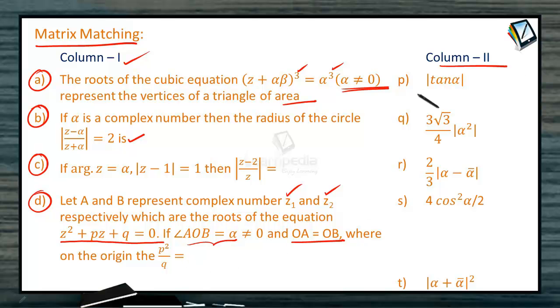And under column 2, p is given as |tan α|, q is given as 3√3/4 |α|^2, r is 2/3 |α − ᾱ|, and s is given as 4 cos^2(α/2), and t is given as (α + ᾱ)^2. Let us find what is the correct match for this column 1 to column 2.